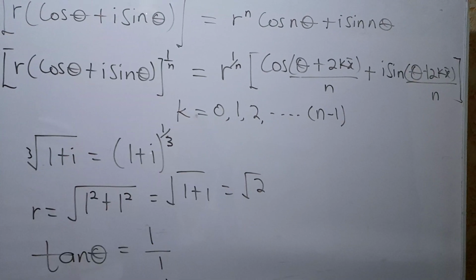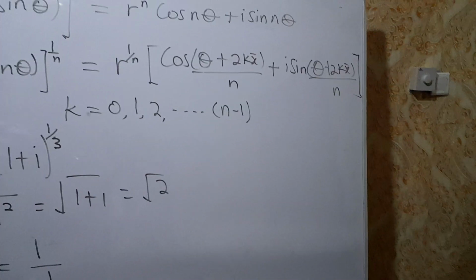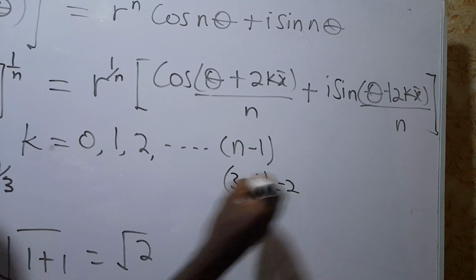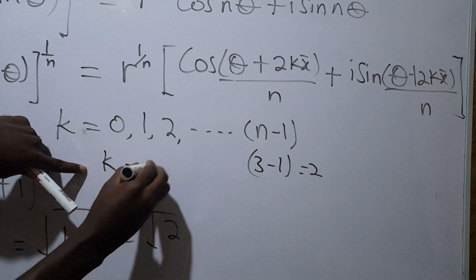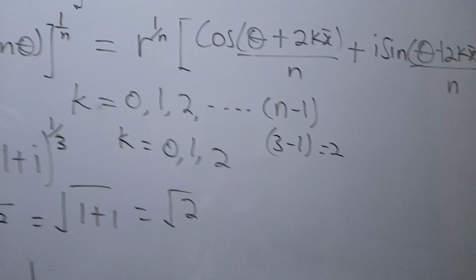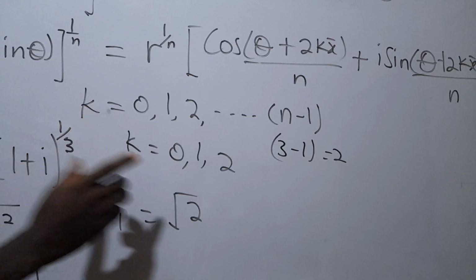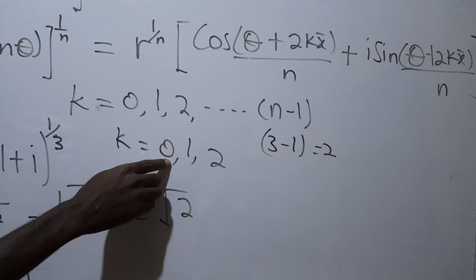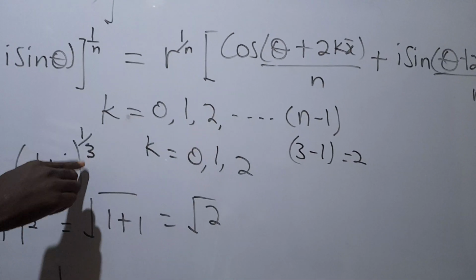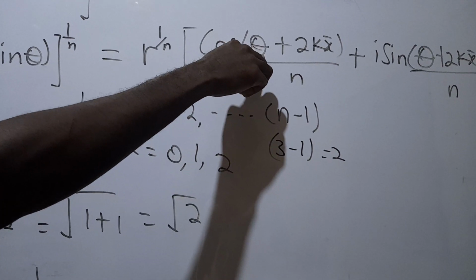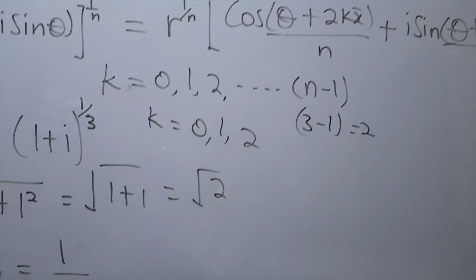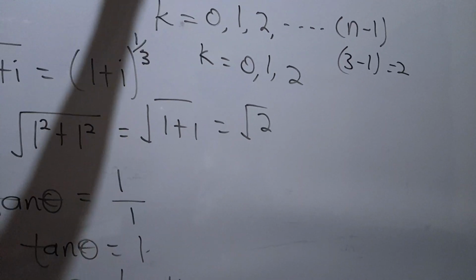Now how do we get k? Since n is 3, 3 minus 1 will be equal to 2. Remember that. So our k will be equal to 0, 1, and 2. The last one will be 2. So now we know that the roots will be 3. That's when k is 0, when k is 1, and when k is 2. And we know the fact that our n in this case is 3. Our theta is 45 degrees. We just substitute into it to get the 3 roots. After that, we plot, because the question says we should plot.